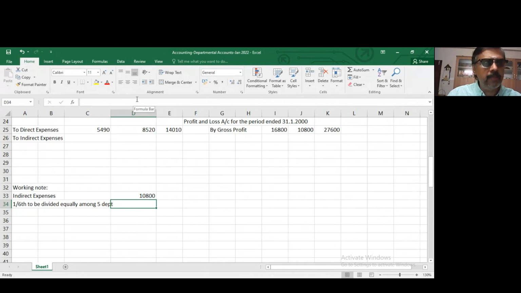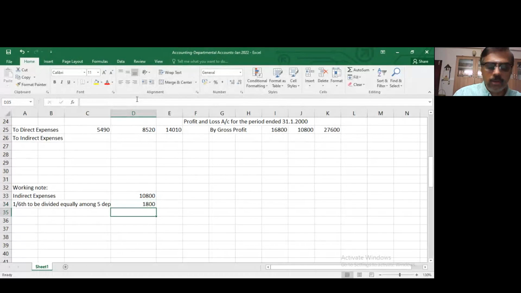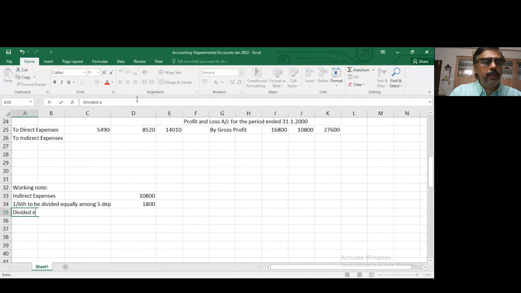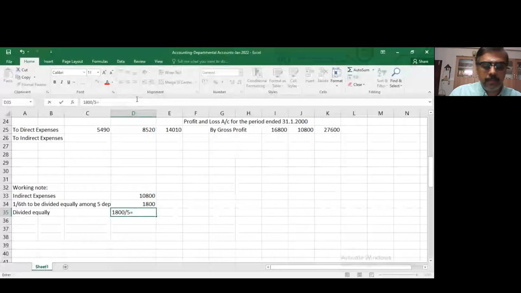10,800 by 6 by 5. 1/6 of 10,800 to be equally divided. What is 1/6 of 10,800? 1 by 6 of 10,800 is 1,800. Very good. 1,800 to be divided equally. 1,800 by 5 will give you 360 per department.